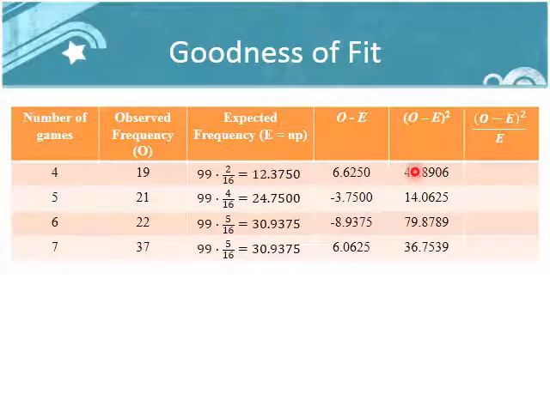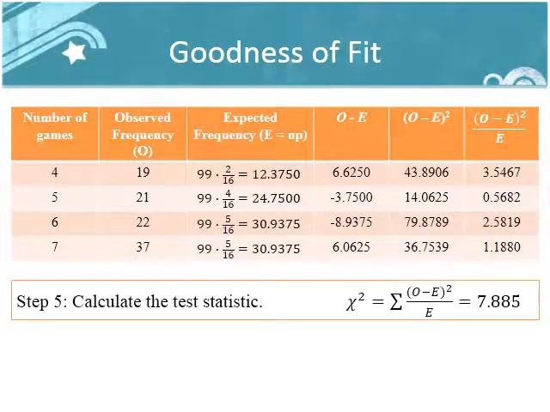So in other words, for this first row, I'll take 43.8906 and divide it by 12.3750. Do that for each row, and the last thing we have to do is add up each of these numbers in the O minus E squared divided by E column, or the last column, to get our test statistic. And here we get a test statistic of 7.885.